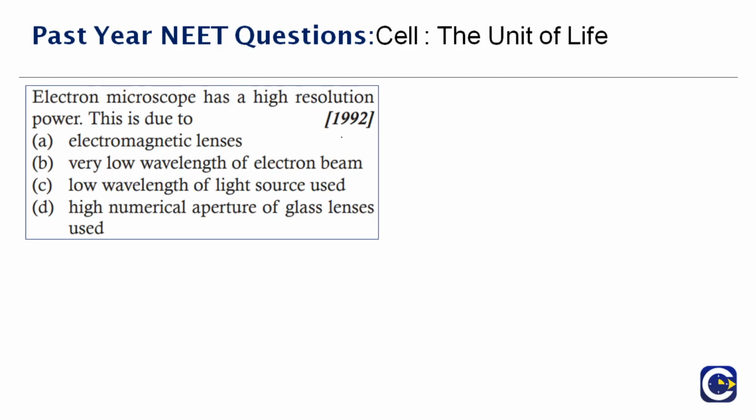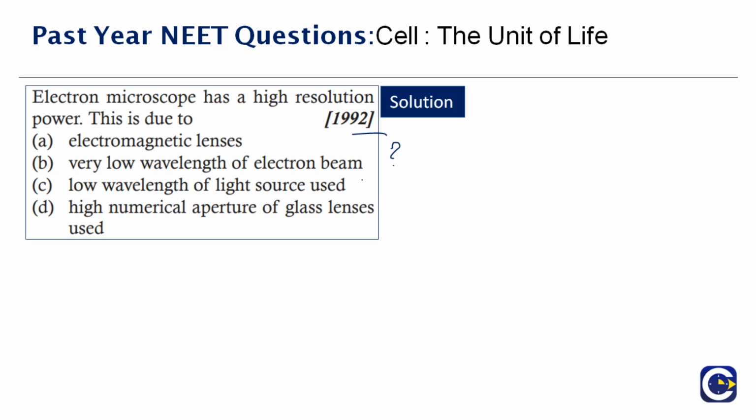Now look at this question. It was asked in the year 1992. Again, it's about microscope. Electron microscope has high resolution power, and this is due to dash. We already saw in the earlier slides why it has high magnification and more resolving power than a light microscope. So why is it having that?